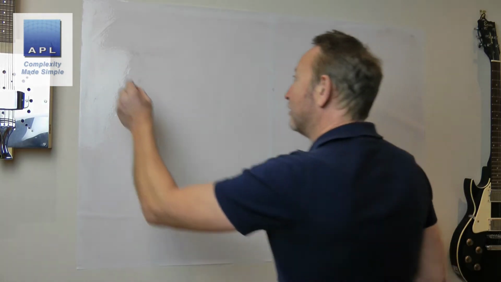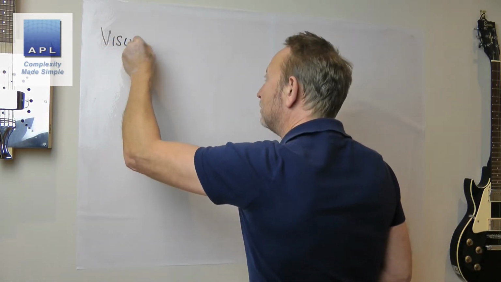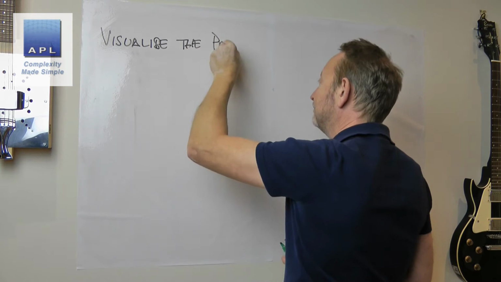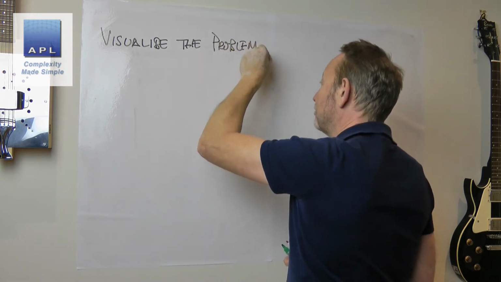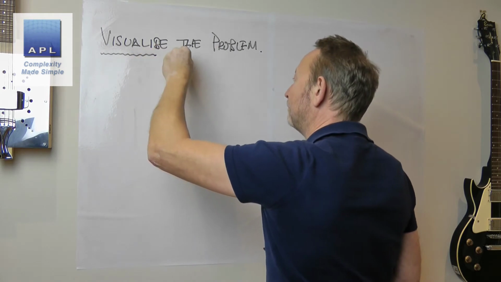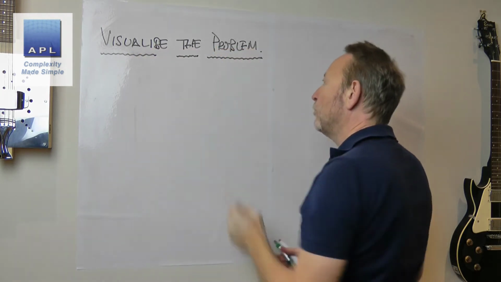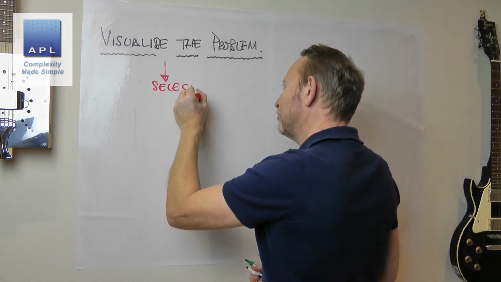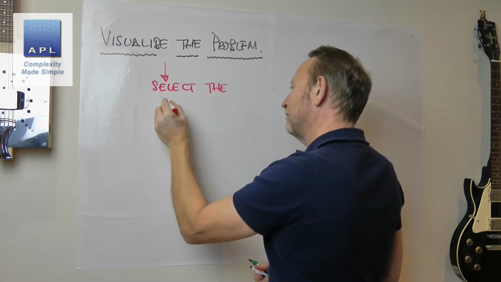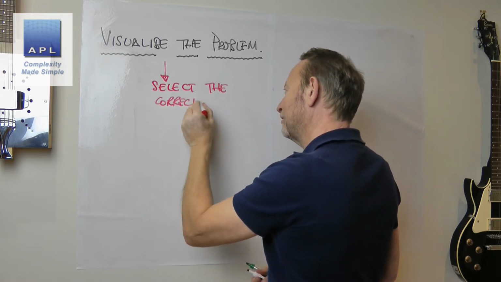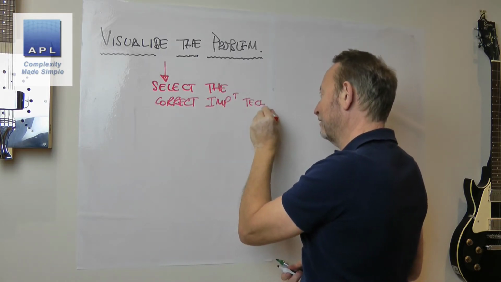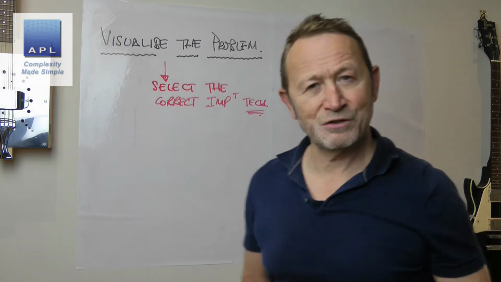So let's talk about this. So what we want to do, visualize. I want you to visualize the problem. Why do I want you to visualize the problem? Well, if you do that, you can select the correct improvement technique.